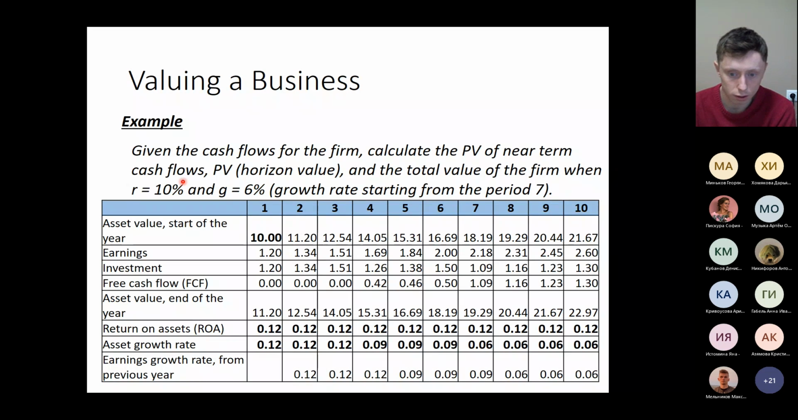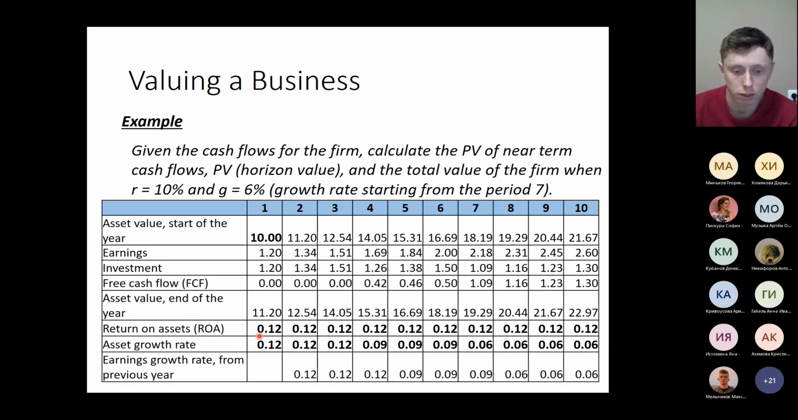And here we have a table example. I would encourage you to look at this again yourself when you work with the materials of the lecture. The logic is the following. We have a near-term estimation of the future cash flows of some business. Starting from period 7, we believe that the growth rate will get stable and it would be 6% per year.